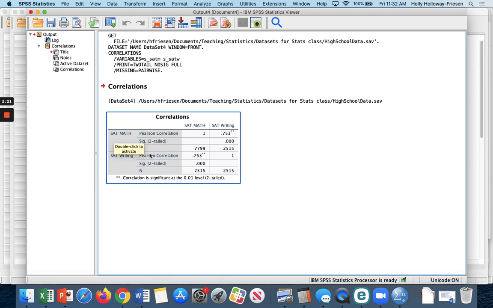This other number here, N, stands for the number in our sample. So in this case, we have 2,515 students in our sample. You don't necessarily need to report that in your homework.